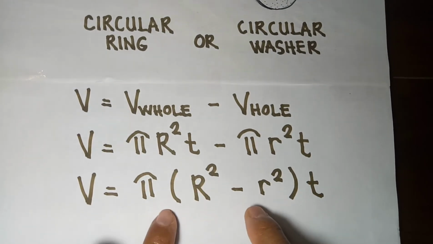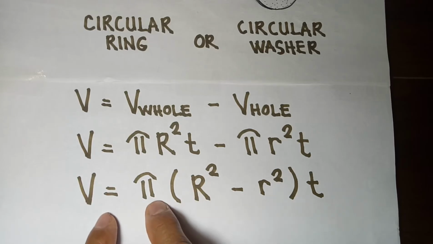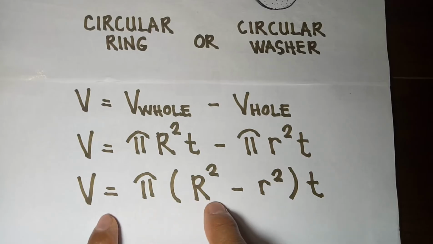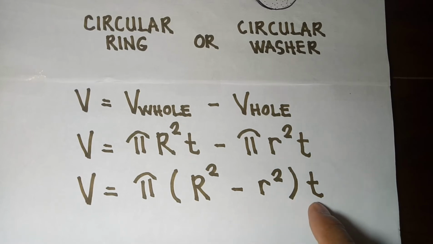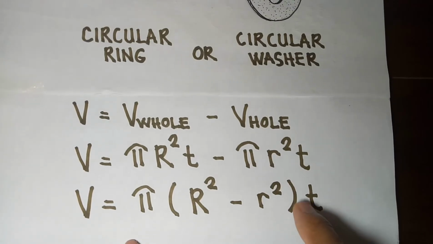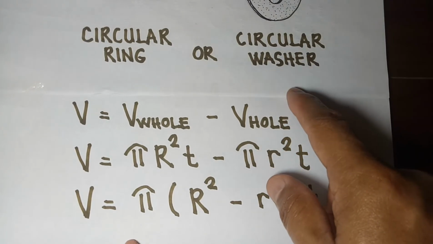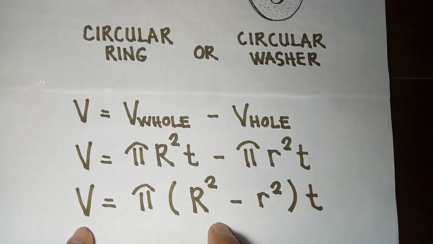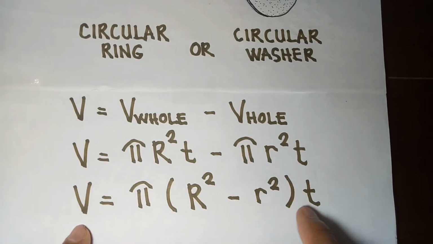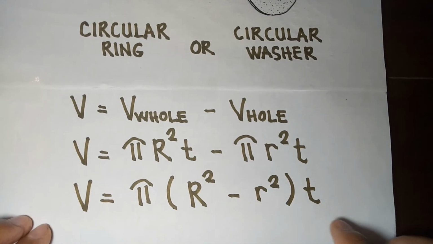So, lalabas natin yung common factors na yon. So, ang volume na ngayon ng circular ring or circular washer ay pi times capital R squared minus small r squared times the thickness. So, kailangan din nating tandaan yung formula na ito dahil gagamit din tayo ng circular washer method or circular ring method sa pag-solve ng volume ng solid of revolution. So, volume equals pi times capital R squared minus small r squared times the thickness.